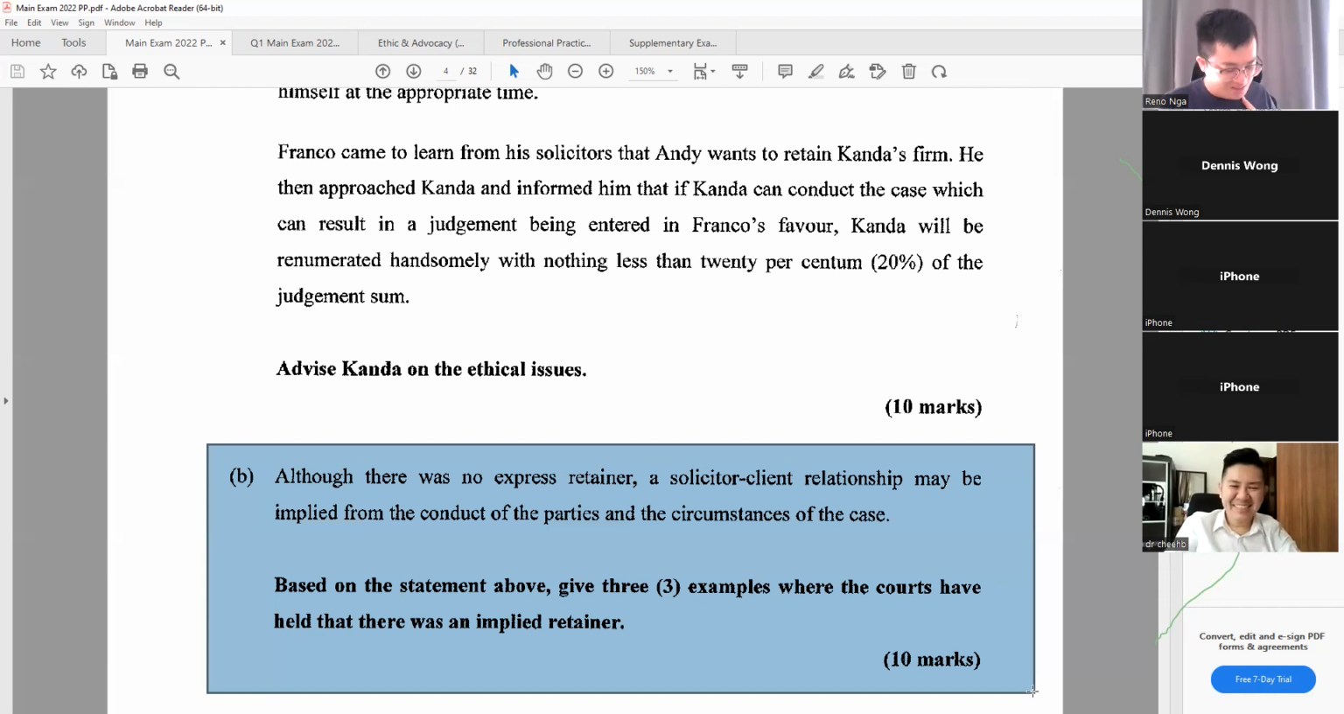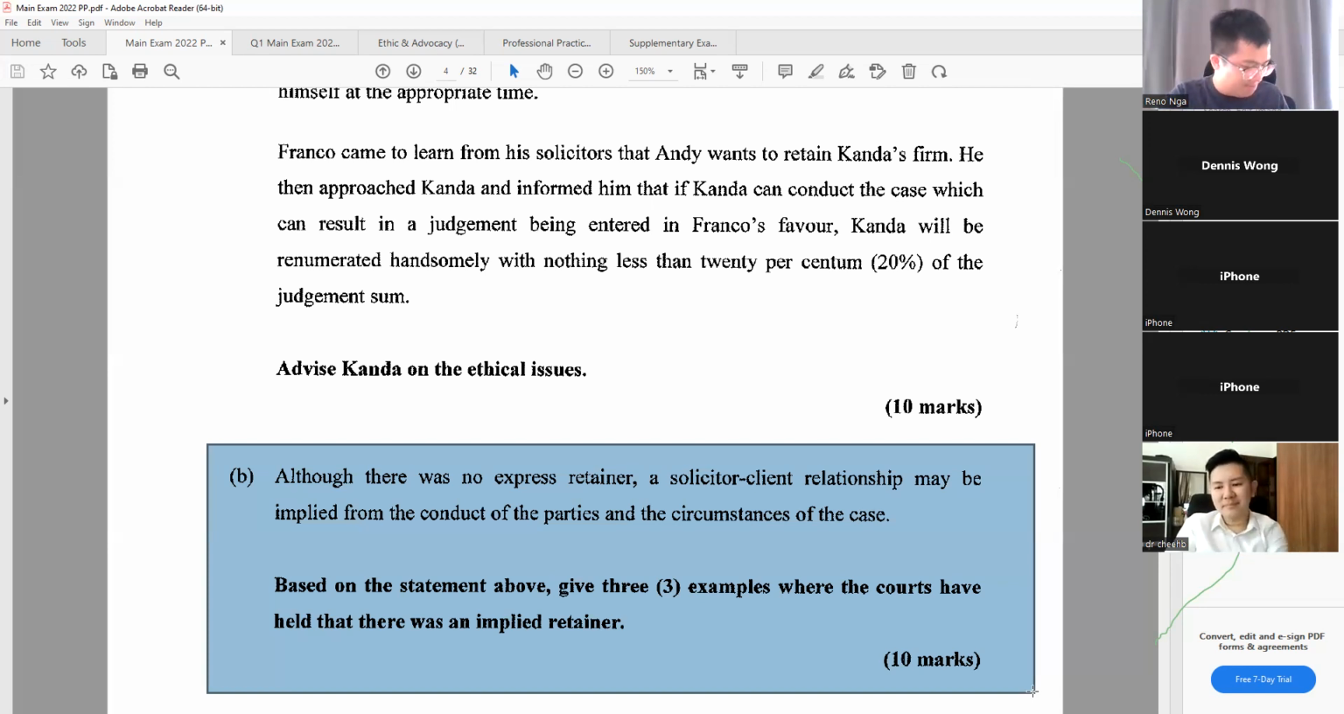So I personally think number 1 will be, let's say a layman goes to a lawyer's office and then the lawyer also starts doing the work. This is an implied retainer already. Why? Because I go to your office, you help me start to do the work, although we have no express retainer. So you cannot say you helped me to file an action and then you handle the case badly and then you say, actually, I'm not your lawyer, just doing a favor. Cannot. So in this situation, I will say there is an implied retainer.